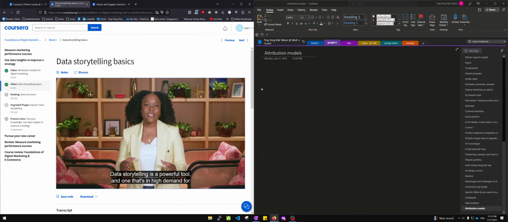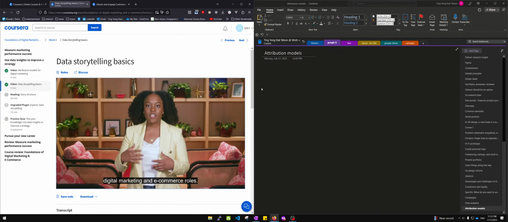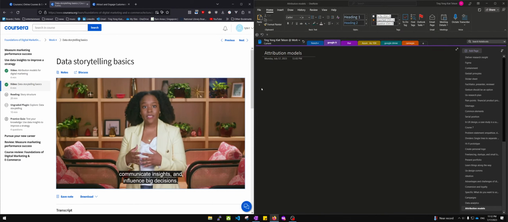Data storytelling is a powerful tool and one that's in high demand for digital marketing and e-commerce roles. Using data, narrative, and visualizations, we can engage audiences, communicate insights, and influence big decisions. Up next, we'll explore more about how to structure data stories.